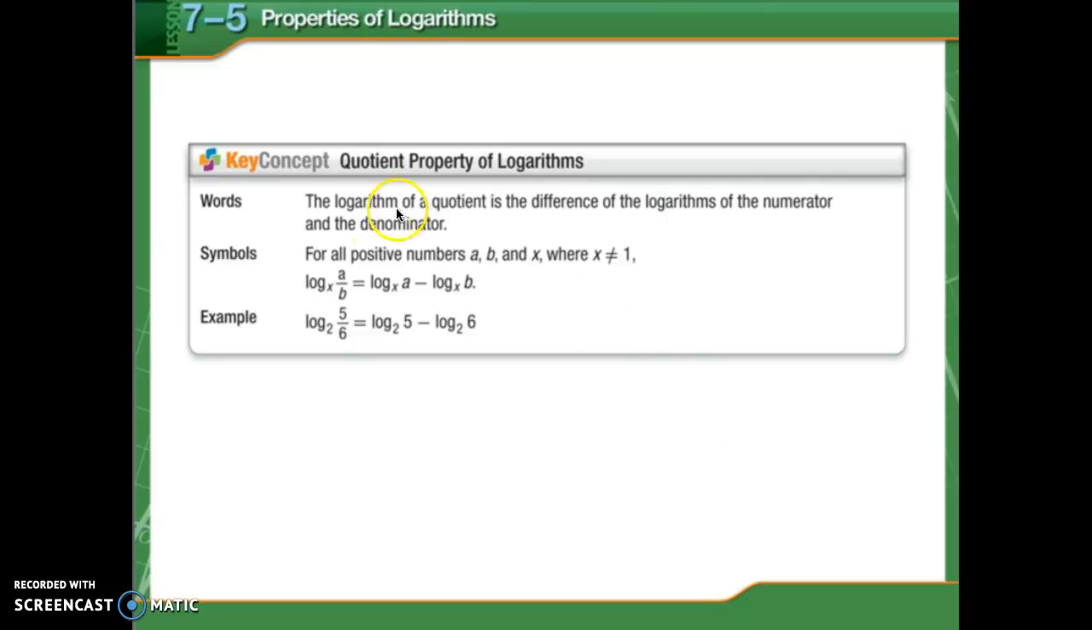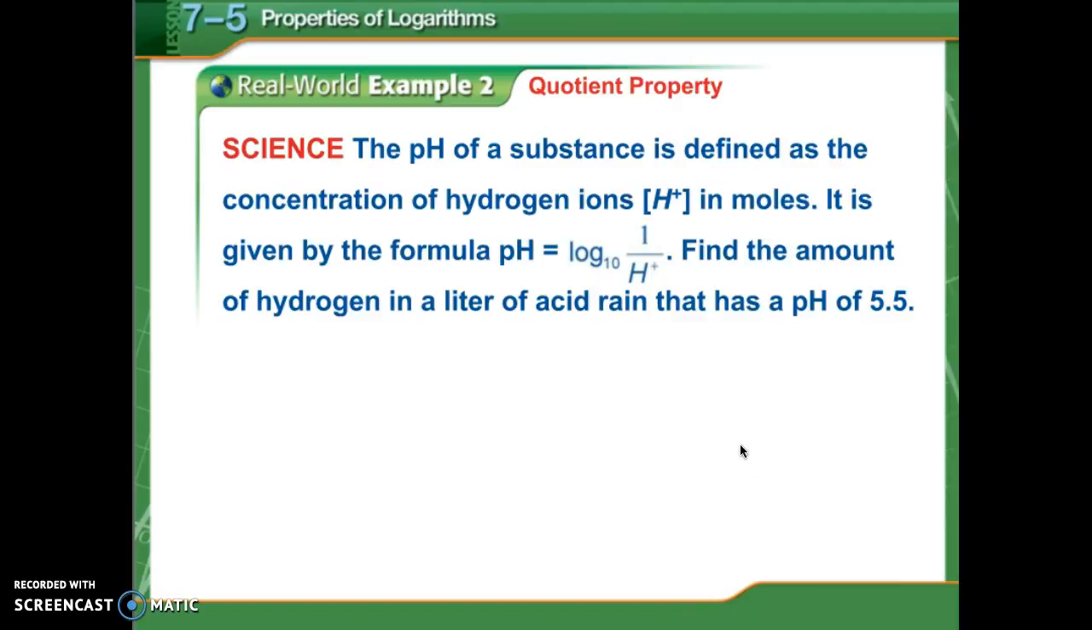The quotient property, so division. If we have log base x of a divided by b, that becomes subtraction. So log base x of a minus log base x of b. So we're going to check this property out in a word problem.